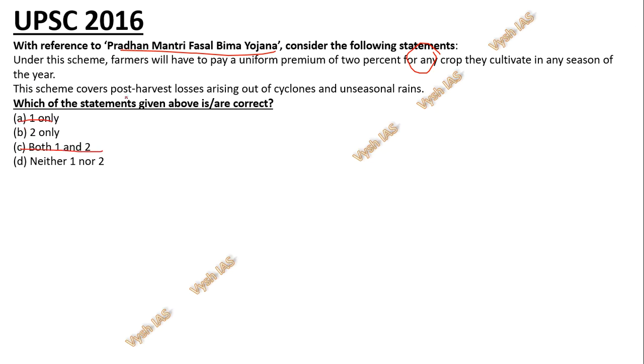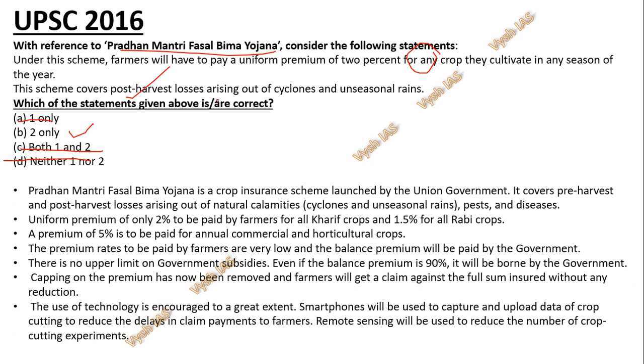Okay, then the scheme covers post-harvest loss. This is actually true. Okay, so the answer is 2 only. This is the reason that the scheme was a very big hit also, Pradhan Mantri Fasal Bima Yojana. Okay, because people face a lot of calamities, like cyclones, unseasonal rain, pest, disease. So everything is covered in this. Okay, everything is covered in this. So farmers are benefited a lot with this Fasal Bima Yojana.